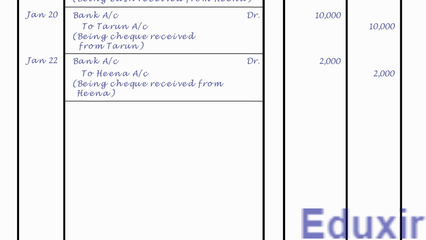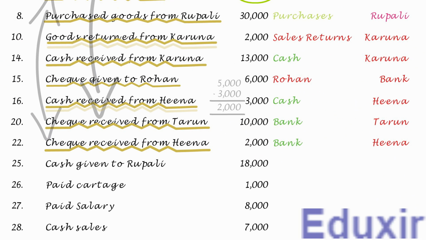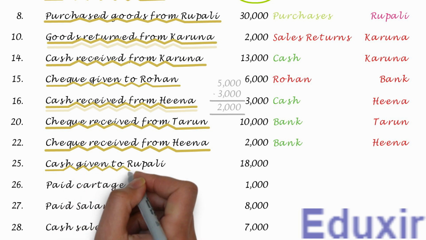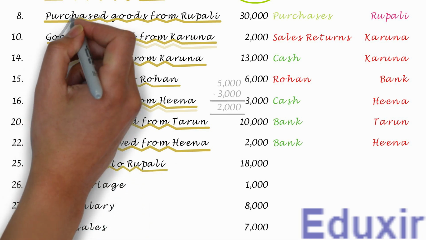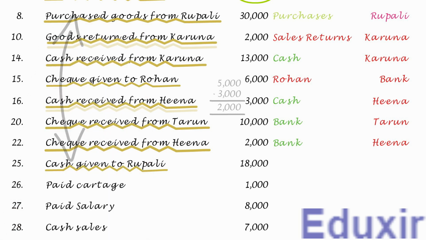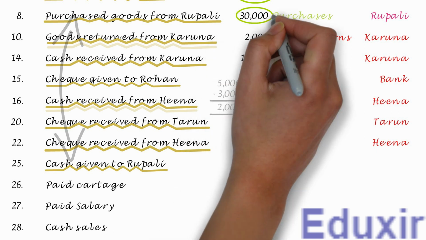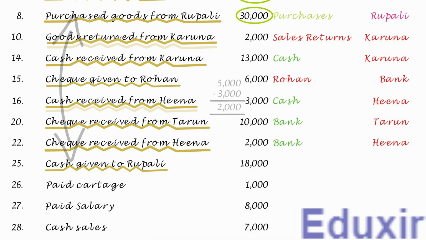Let us now take up the next transaction. In this transaction, the business is paying 18,000 rupees to Rupali. Note that this transaction is related to the transaction done on 8th January, wherein the business has purchased goods worth of 30,000 rupees from Rupali. The business is now paying 18,000 rupees of those 30,000 rupees due to Rupali.